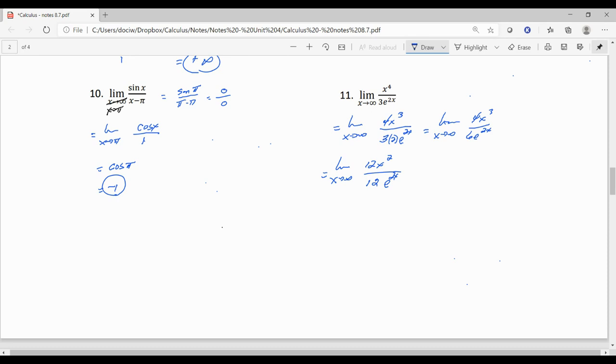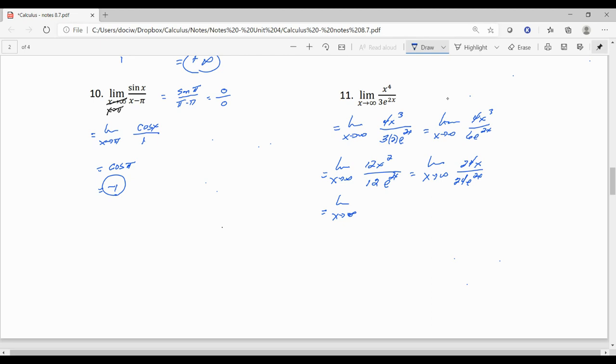Notice x squared is still going off to infinity. E to the 2x is still going off to infinity. So I'm going to have 24x divided by 24 e to the 2x. My numerator is still going off to infinity. As x approaches infinity, 24x is getting infinitely larger. And 24 e to the 2x is also getting infinitely larger. So that's an infinity. So I take the derivative.